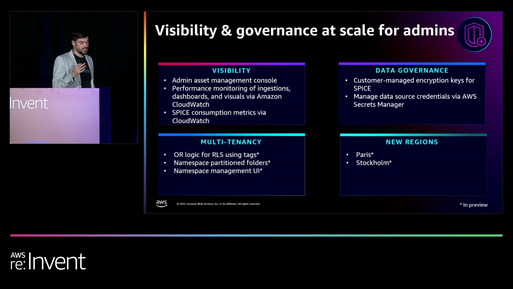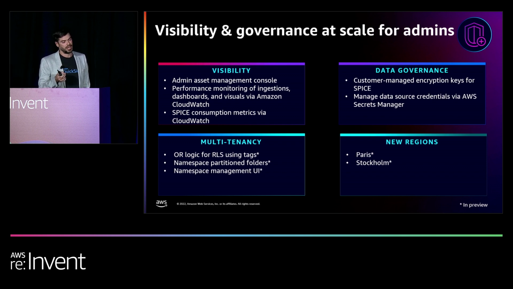Data governance: these were some assets, particularly in financial services and life sciences, though there are plenty of other industries where personally identifiable information and privacy is a big focus. We always encrypted data that we had in Spice, but it was encrypted using keys managed by AWS. Now you can bring your own encryption keys to manage your data in Spice.